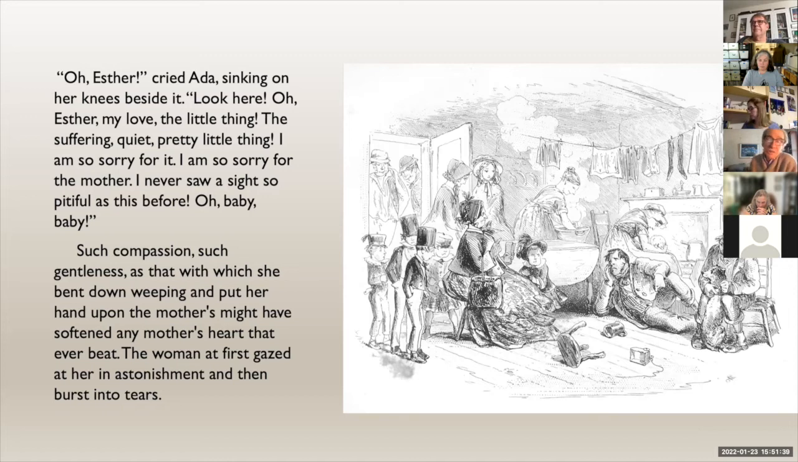So maternal abandonment and maternal rejection are something that Esther keeps experiencing. She experiences it from the godmother, from Mrs. Rachel, the servant, and from Mrs. Jellyby, all of the unsympathetic mothers who appear in this novel. And the only exception to that is Ada's response here.